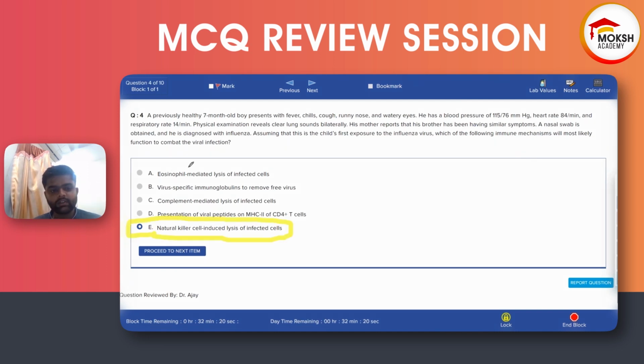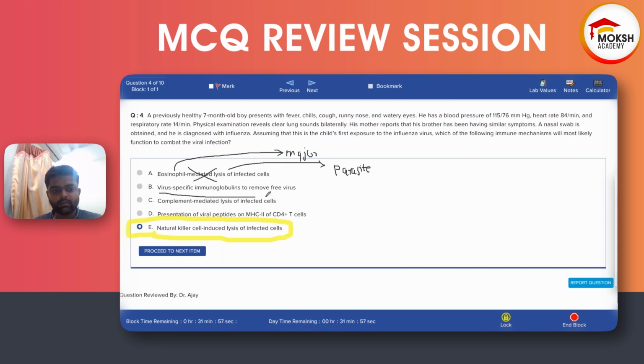Eosinophil-mediated lysis of infected cells is usually seen in parasites. They release what kind of protein? That is very important. Eosinophils release major basic protein.